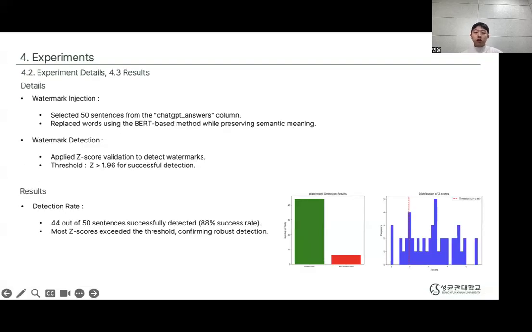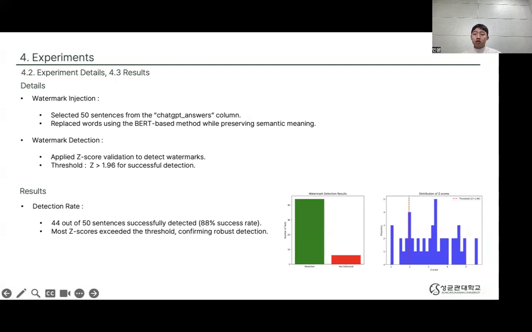The experimental setup consisted of two main stages. For watermark injection, we applied our BERT-based watermarking framework to replace words in 50 sentences from the HC3 dataset. This ensured that the watermarked text retained its original semantic meaning. For watermark detection, to evaluate the effectiveness of our detection method, we applied Z-score validation. Sentences with Z bigger than 1.96 were classified as successfully watermarked.